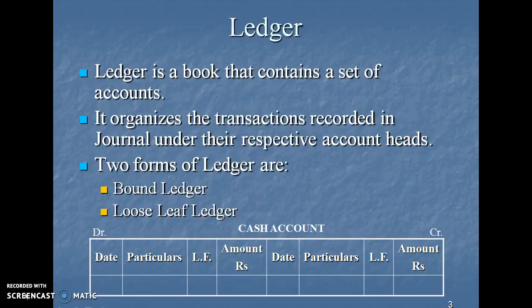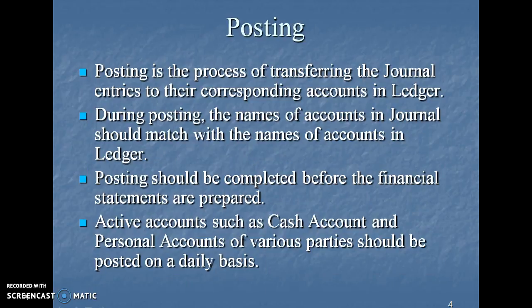Ledger is a book that contains a set of accounts. It organizes the transactions recorded in the journal under their respective account heads. Two forms of ledger are there, bound ledger and loose leaf ledger. This is the format of a cash account. There will be two sides, debit side and credit side. The right hand side is the credit side and the left hand side is the debit side. There will be a date, particulars, ledger folio and amount.